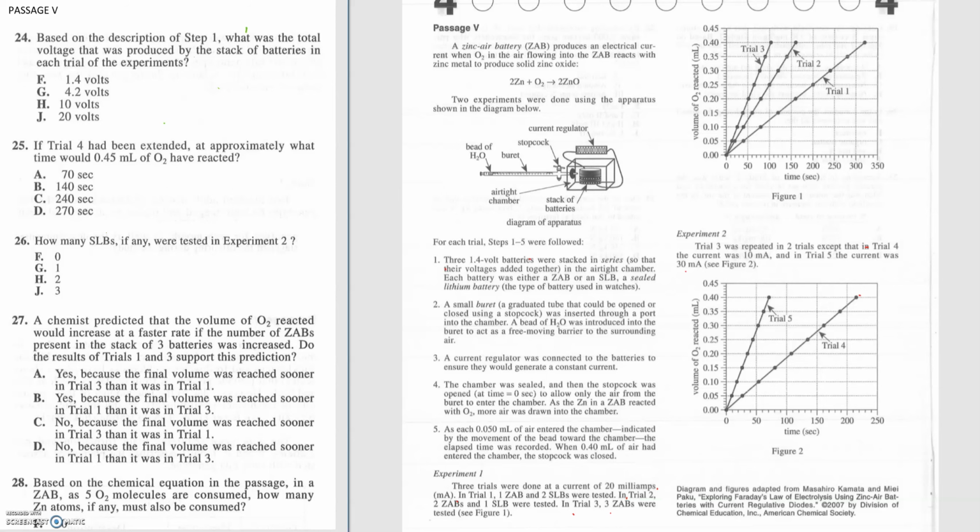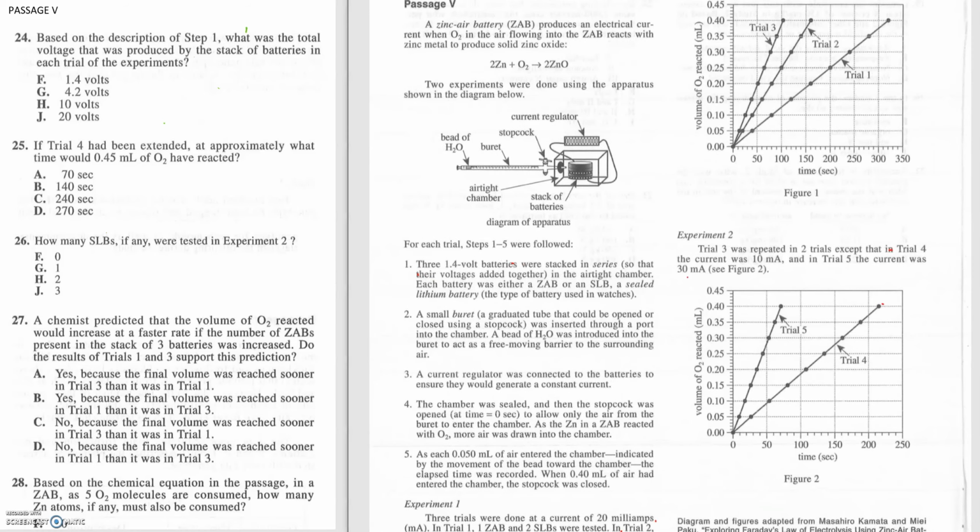I'm just going to read the first little bit that's before the diagram just to get an idea of what we're talking about. It says a zinc-air battery, a ZAB, produces an electrical current when oxygen, O2, in the air flowing into the battery reacts with zinc metal to produce solid zinc oxide. We get a chemical equation. Two experiments were done using the apparatus shown below. I don't care. For each trial, steps 1 through 5 were followed. I'm not going to get into that. I'm just going to go straight to the questions.